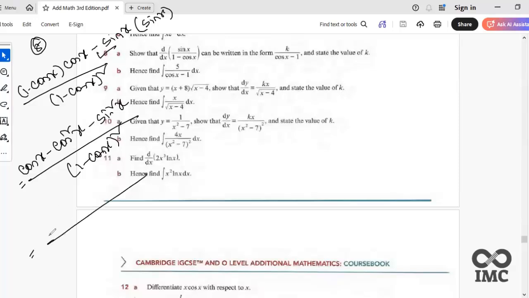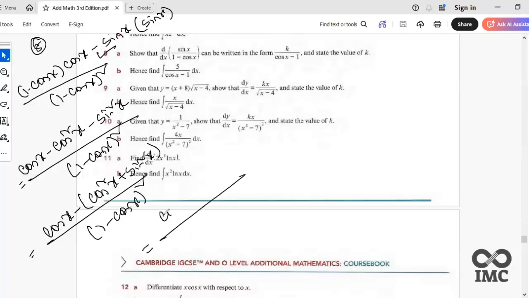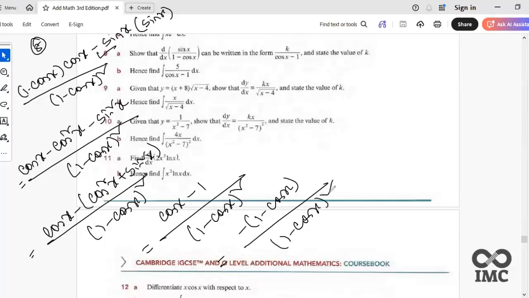So here if we take minus as a common factor, then we get cos square x plus sin square x by 1 minus cos x whole square. So cos x minus cos square x plus sin square x will be 1 by 1 minus cos x whole square, or we can write minus 1 minus cos x by 1 minus cos x whole square. After cancelling 1 minus cos x from numerator and denominator, we will get minus 1 by 1 minus cos x.